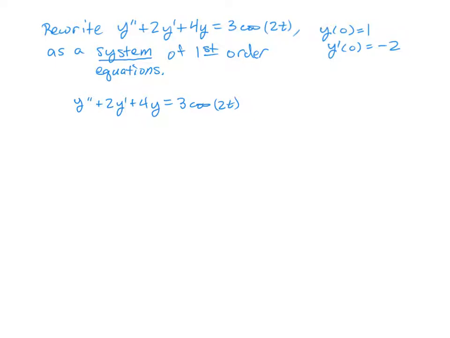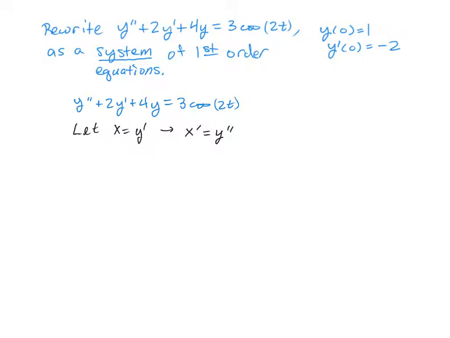Okay, the goal of this problem is to rewrite this second order equation as a system of first order equations, and it's actually a fairly simple process. The first thing we're going to do is pick a brand new variable to represent y prime. So it's common to let x equal y prime, and then if we take derivatives, we have x prime is the same thing as y double prime.